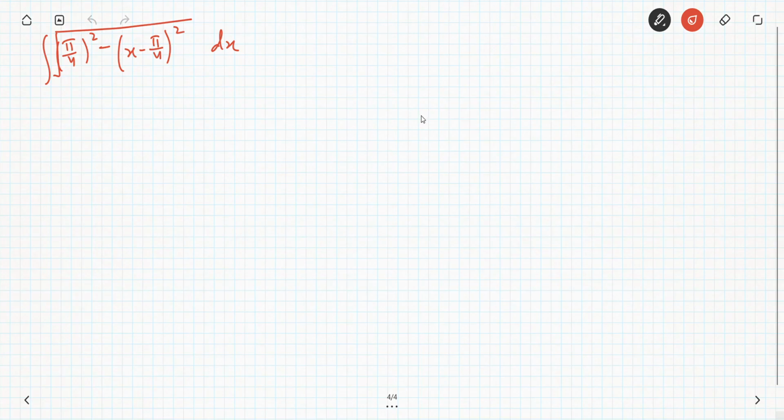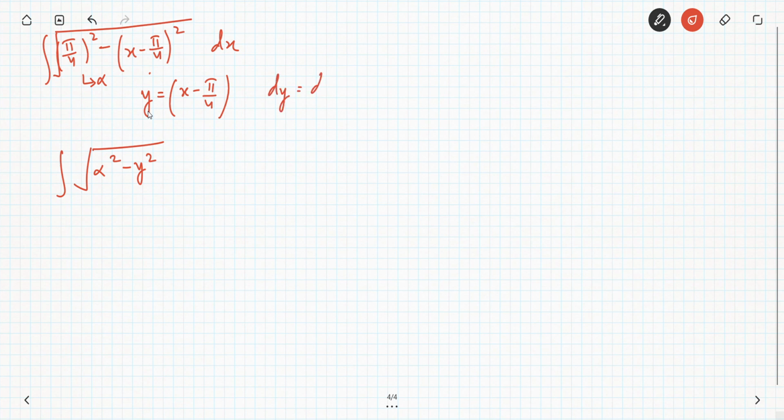Now what to do is, let the value pi by 4 be alpha. Substitute y equal to x minus pi by 4, and let us say this is alpha. So what will be its form? Its form will be alpha square minus y square, and if you take dy from here, dy will be equal to dx.